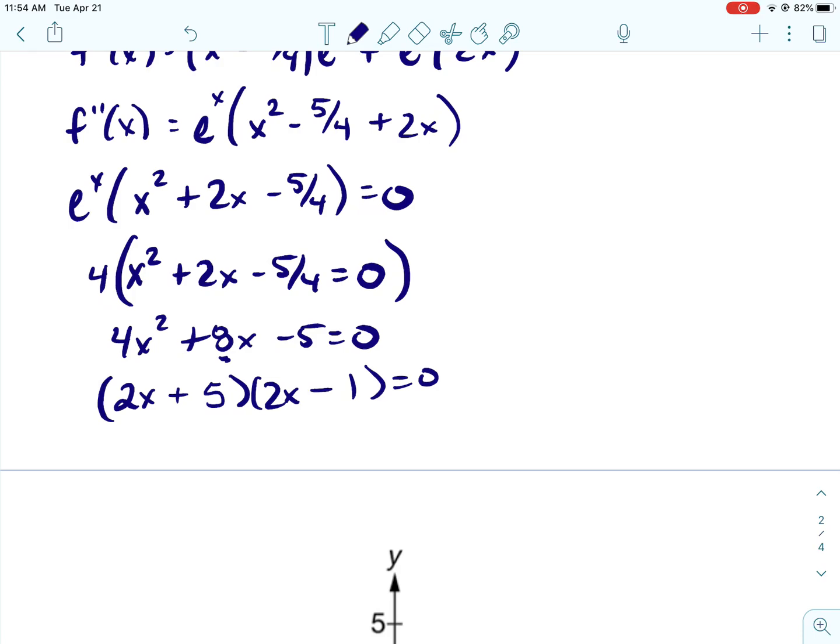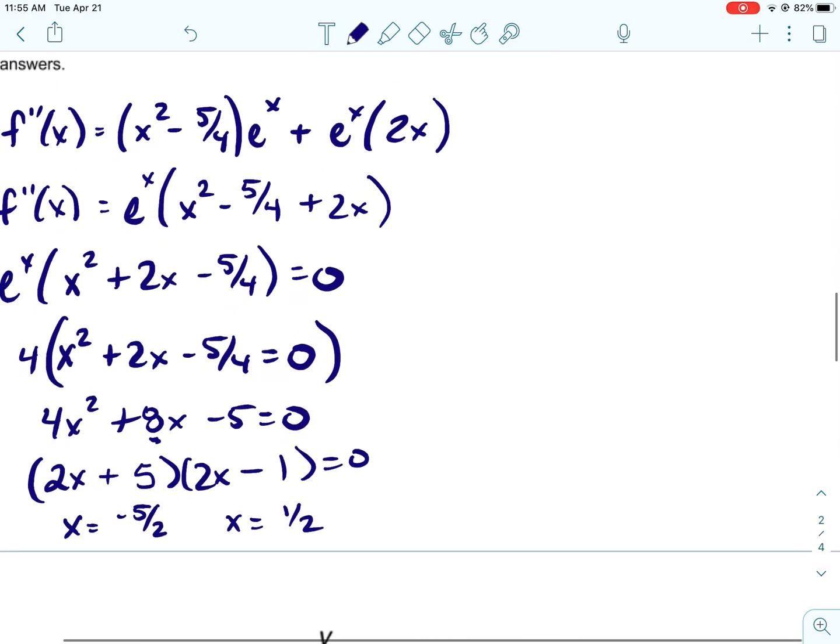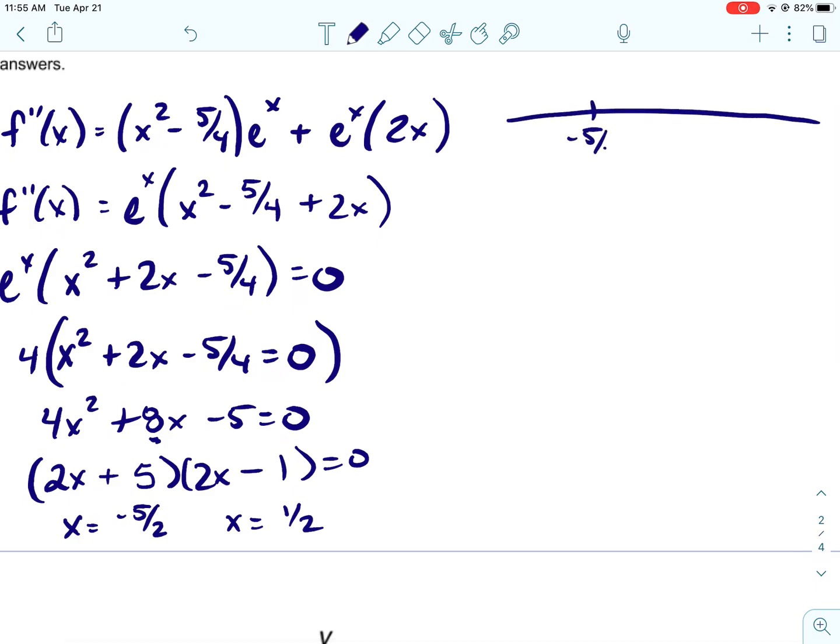Then, because of the Pricer rule of 4, I know to get 4x squared, I'm going to do 2x and x, because this 8 is even, right? And then to get 5 and 1, for sure, it's 5 and 1. And then I would want to have the positive 5 and the negative 1. So that's going to give us two values where the second derivative is 0.